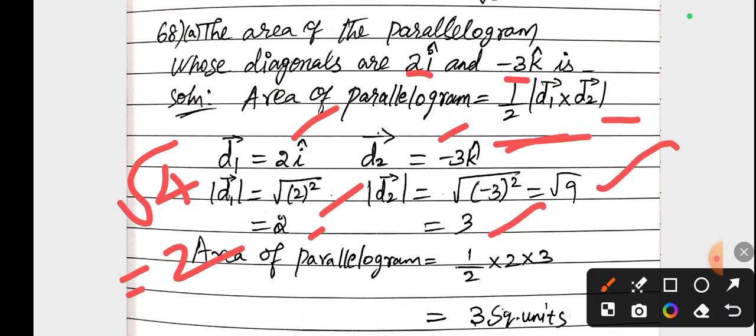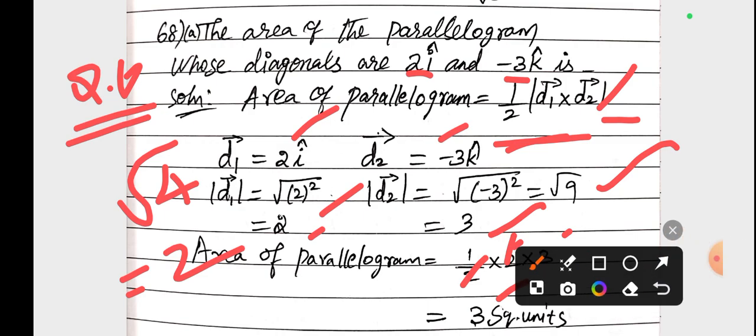That is 3. And when the diagonals are given, already one sum we have done, children, area of a parallelogram, I already repeated: Exercise 10.4, question number 10. Magnitude of A vector cross B vector we use. But in the same way, in this worksheet itself, one sum using diagonals to find the area of a parallelogram, then we have to use half into magnitude of d1 cross d2. That carries some more marks, but this is just an MCQ. Half into 2 into 3, 2 gets cancelled and we are getting the answer 3 square units.